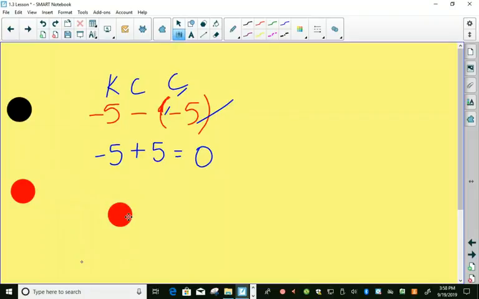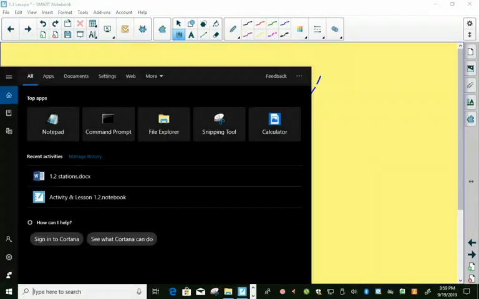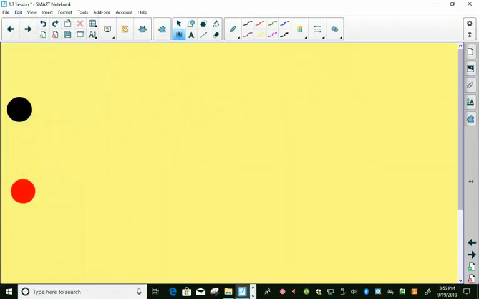So I have 5 negative, and I'm taking away 5 negative. Well, when I take away 5 negative, I have 5 negative to take. 1, 2, 3, 4, 5. If they all bounce, I'm left with nothing. So I have 0. Okay. What about this next one?